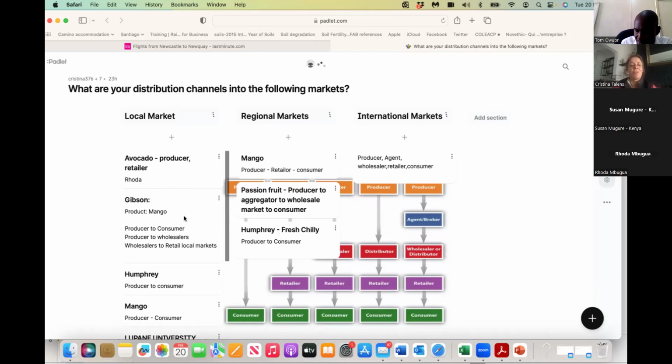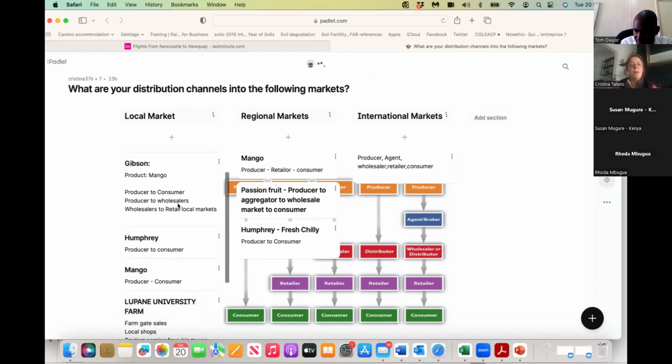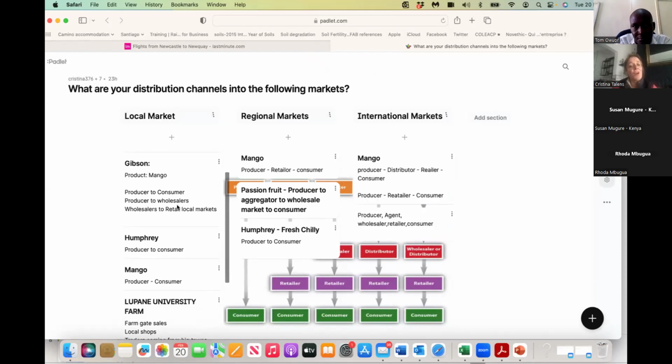Okay, wonderful. Gibson, mango, producer to consumer, producer to wholesalers, wholesalers to retail local markets. Very good. So you have both. You have experience of both. Producer direct to consumer, producer to wholesalers. And then, yeah, that's very good. Okay, correct. Which one do you prefer? Do you prefer direct to consumers or direct to wholesale markets?